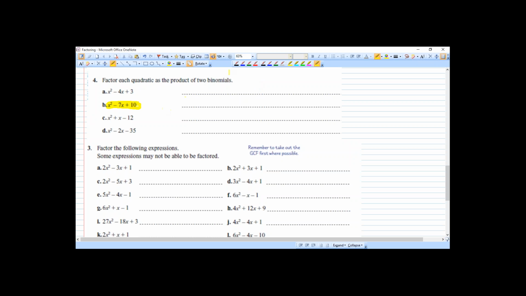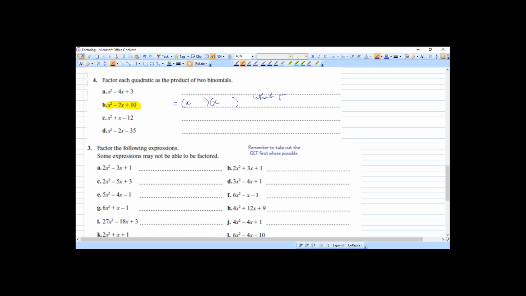Okay, so to do this one, we're going to open up two sets of parentheses here. Now, notice we have this one coefficient. There's nothing pictured on the front of x squared. This helps us get used to the format, okay? In other words, you can open your two sets of parentheses and just put an x in each one in the beginning. And then you can ask yourself, what factors of 10?